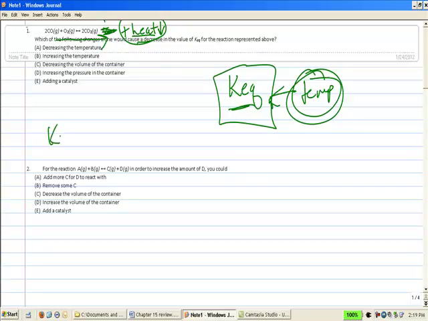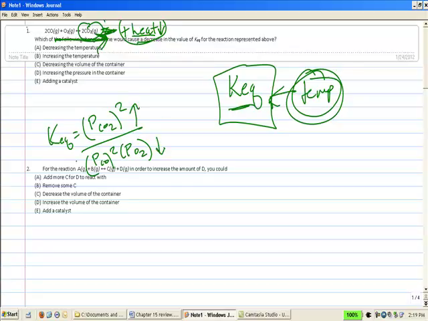Okay, and since we know KEQ would be equal to the pressure of CO2 squared over the pressure of CO squared times the pressure of O2. If this reaction proceeds more to the right, it means we're going to be making more product. So this is going to go up. These are both going to go down. And overall, what does that do to our value of KEQ? It makes it increase. So if we chose answer A, that would cause the KEQ value to go up.